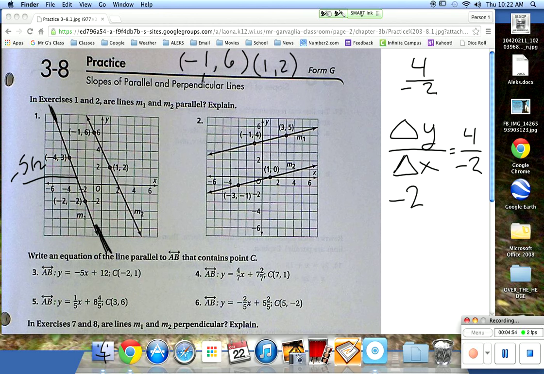So -2 would be the slope of this one. Are they the same slopes? Is negative 5/2 the same as negative 2? No, they're not. So these lines are not parallel. See how we can figure out if they're parallel or not?